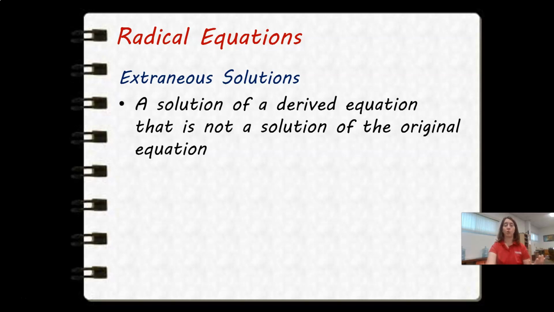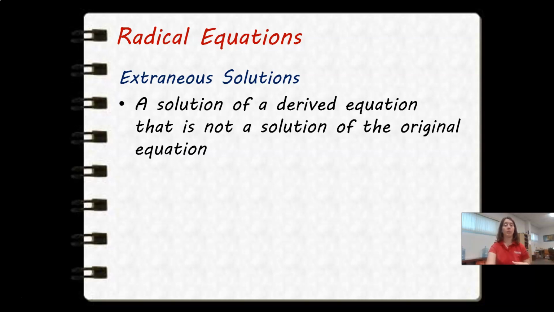So it says it's a solution of the derived equation that is not a solution of the original equation. Okay, so what does that mean? As I was working through the solving process, isolating the square root, doing the power that I needed to remove the root, that's the derived equation, the one that I'm doing the work with.